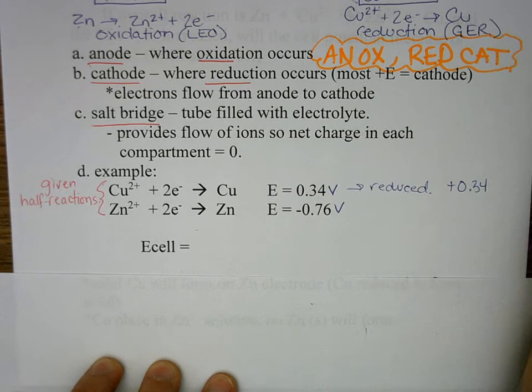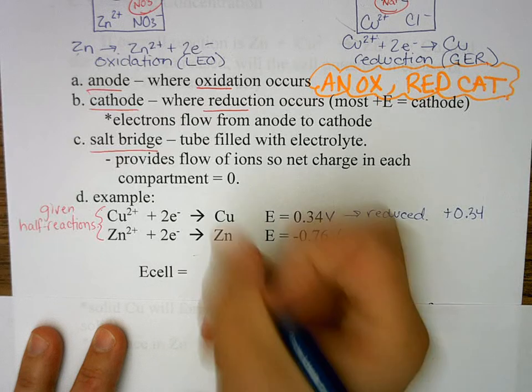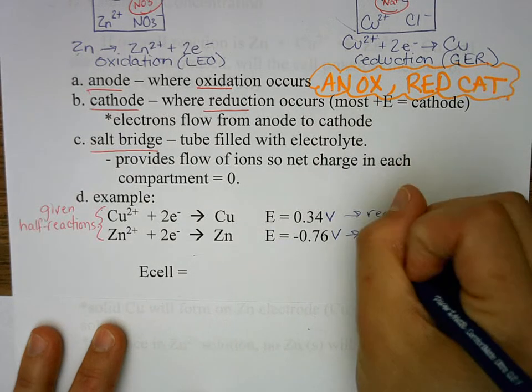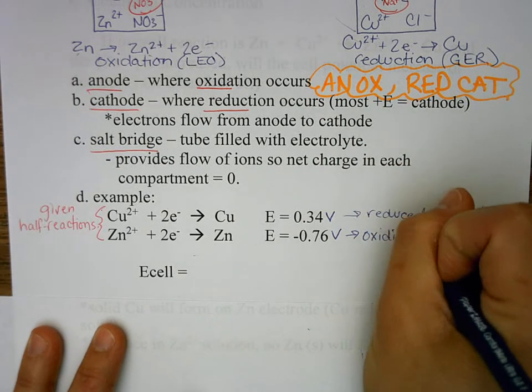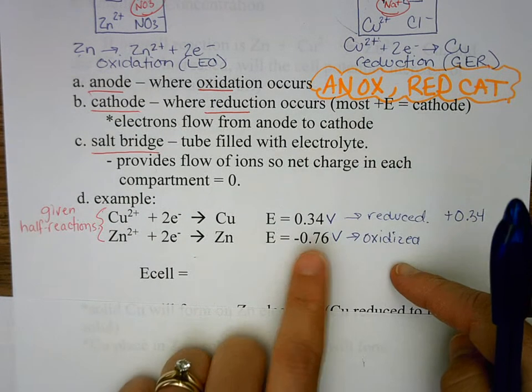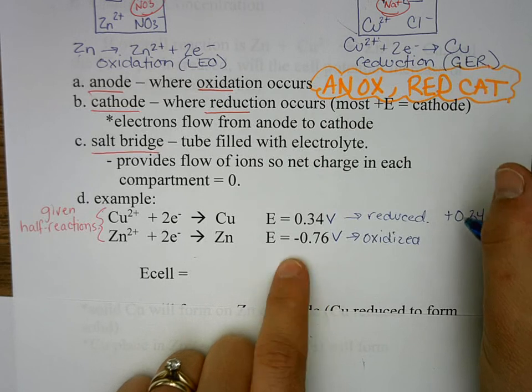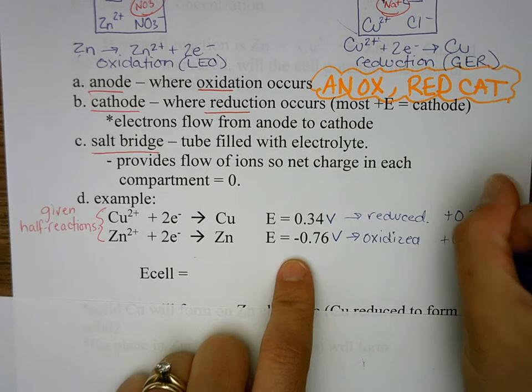The zinc is the side that's being oxidized in our diagram. Since it's given to me as a reduction potential, but the zinc is actually being oxidized, what do I have to do to this number? I have to flip it. It's not going to be negative, it's going to be positive 0.76.